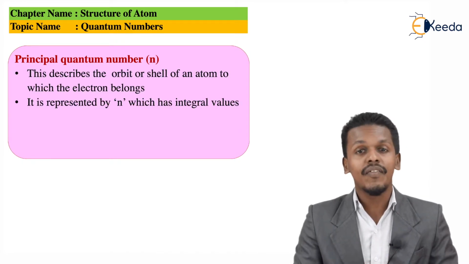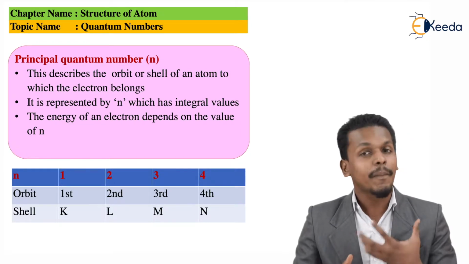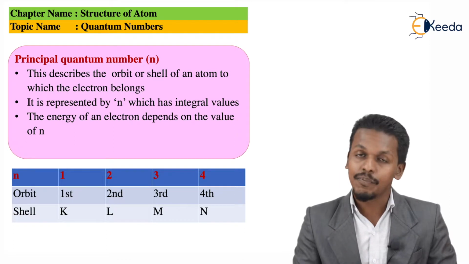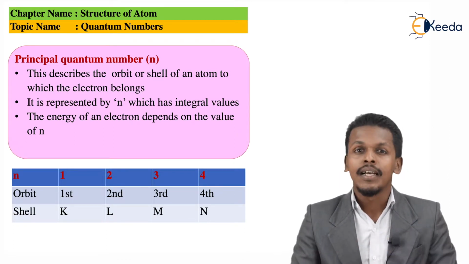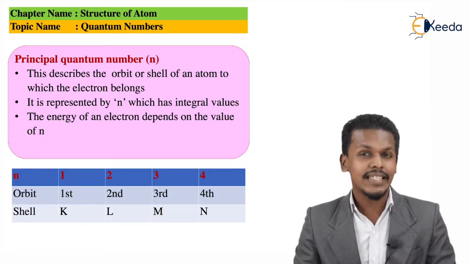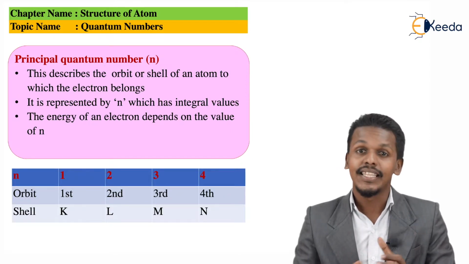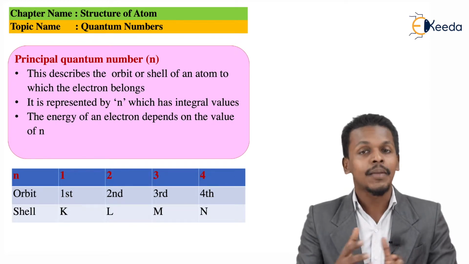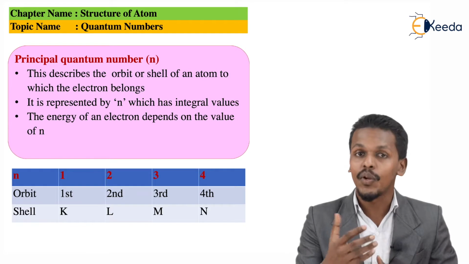The principal quantum number is denoted by small n, and the n represents the main shell in which the electron is present. For example, if we consider the 11th electron of sodium, the 11th electron is present in the third shell, that is, the principal quantum number is 3. So this is nothing but the main shell it represents, which is known as the principal quantum number.